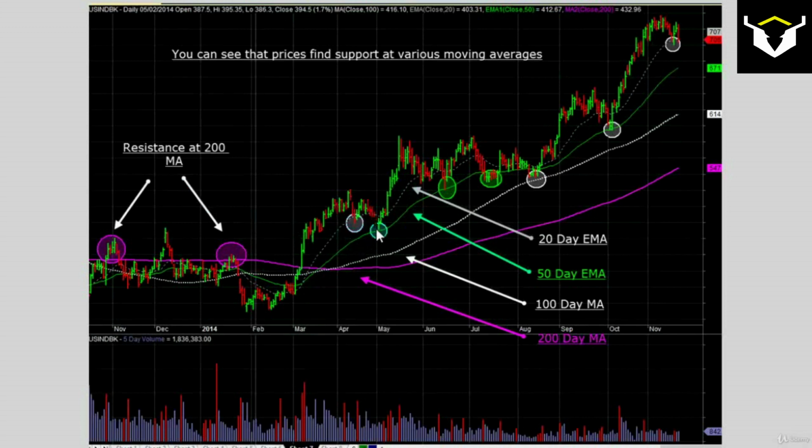The green colored line is the 50-day EMA, exponential moving average. It is not as flexible as the 20 EMA. Still, it is much more flexible as compared to this white dotted line. This white dotted line is the 100-day simple moving average.